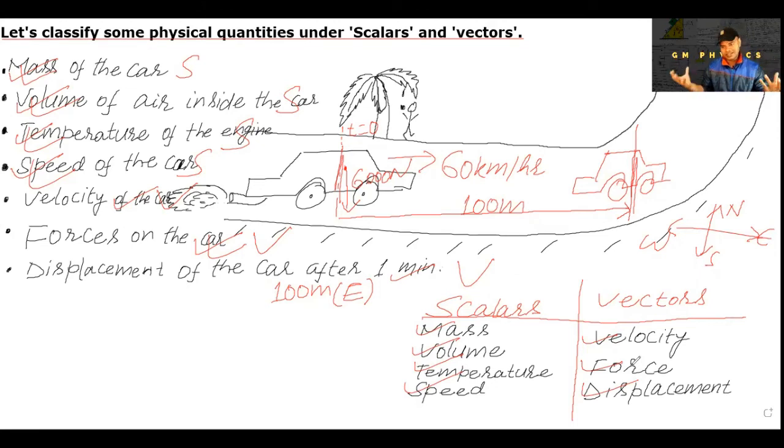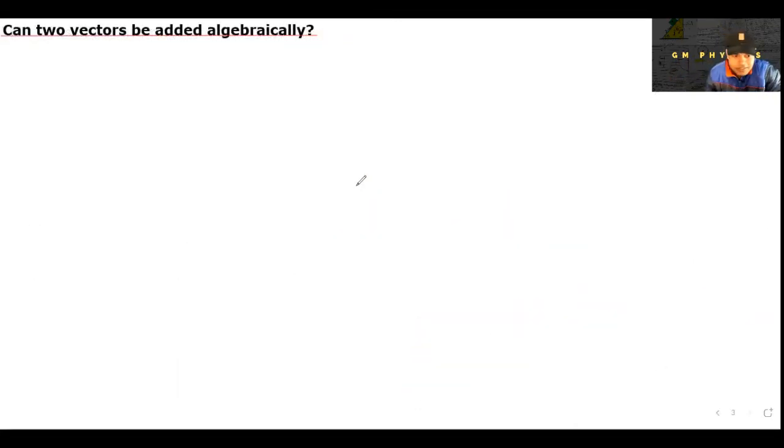All right, so let's see if we can add two vectors algebraically. And since we are talking about vectors, I'm taking a reference for direction. This is east, this is west, this is north, this is south. The usual convention, right? Now assume a person starts from this point and moves along east for 10 minutes, right?